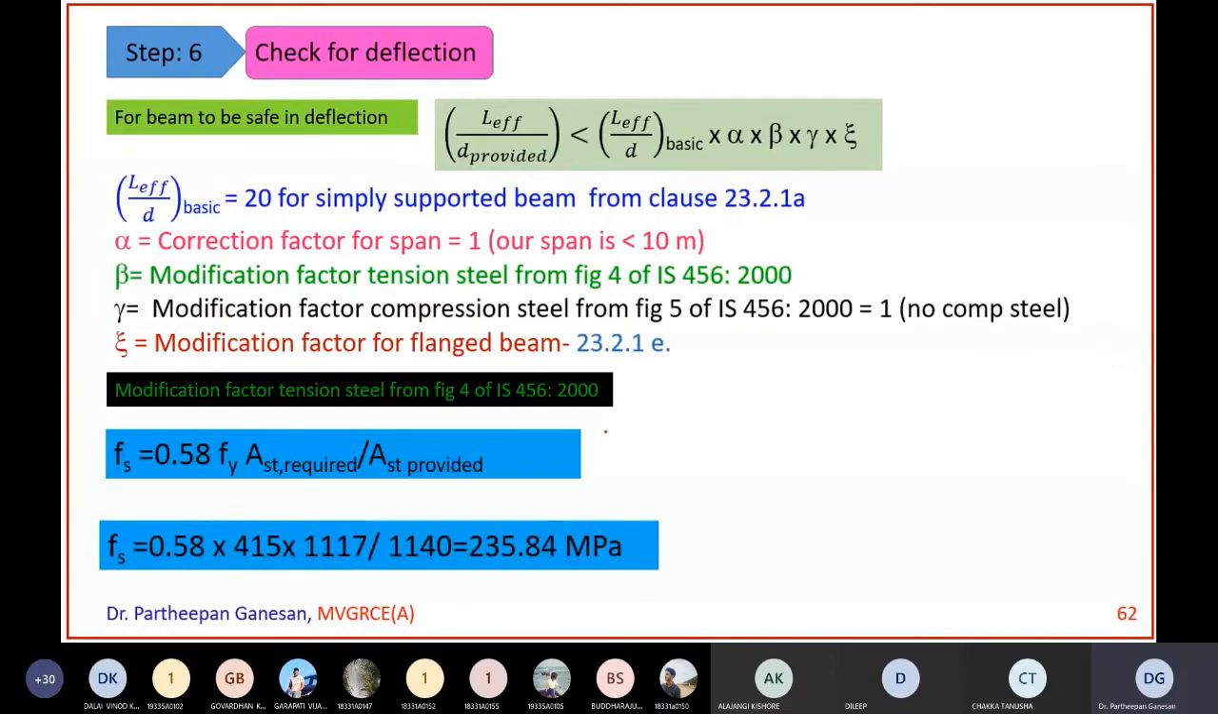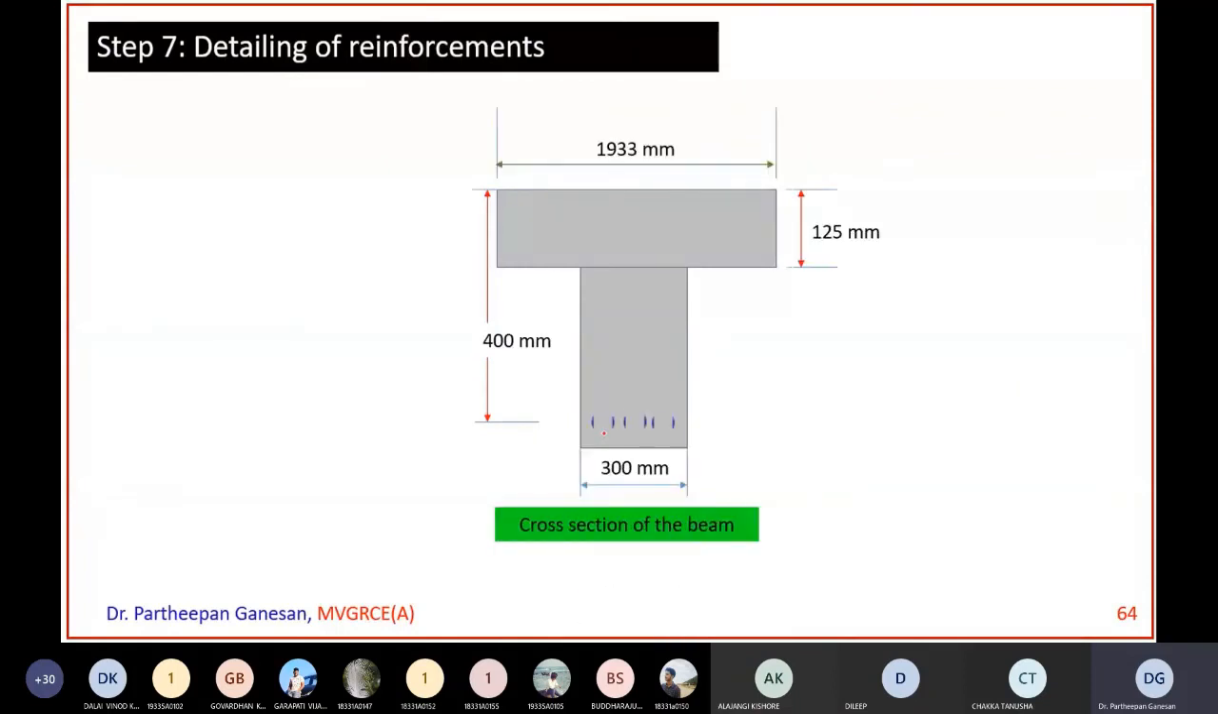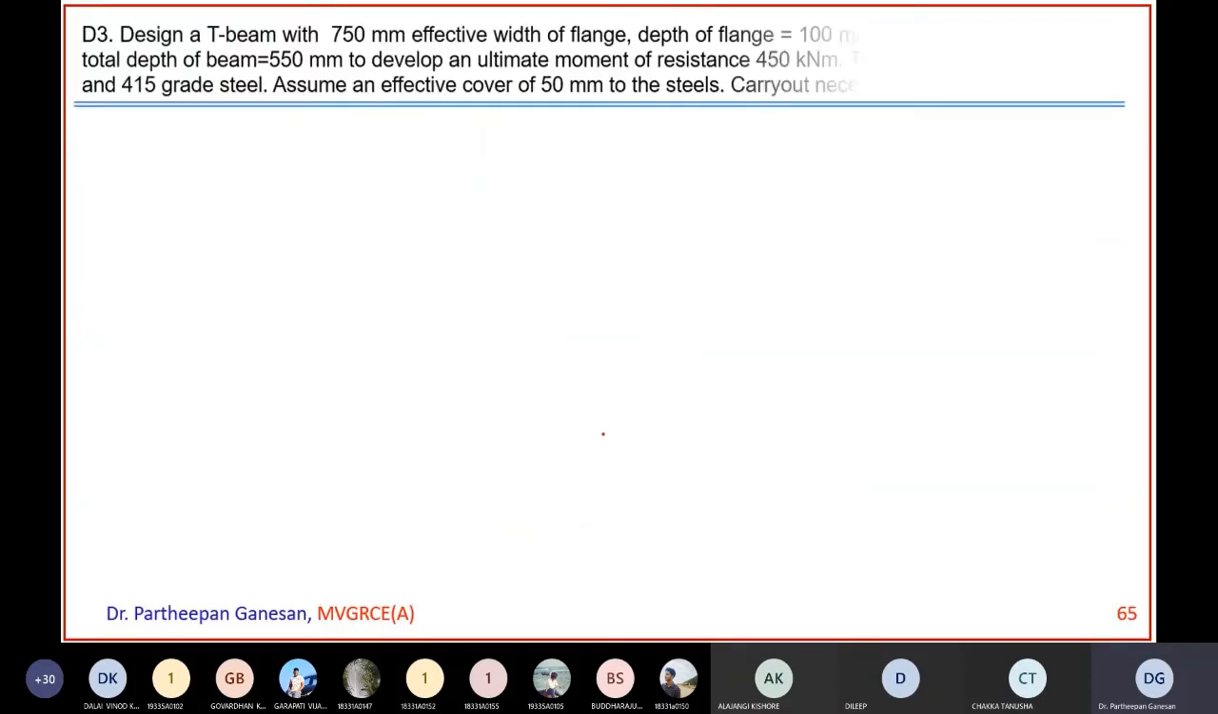But somebody asked, is there a doubly reinforced T-beam? Yes, you have a doubly reinforced T-beam. For example, design a T-beam with an effective width of flange of 750 mm. Depth of flange is 100 mm. This one I am not going to go into detail. I am just going to run over the steps and you do it yourself.